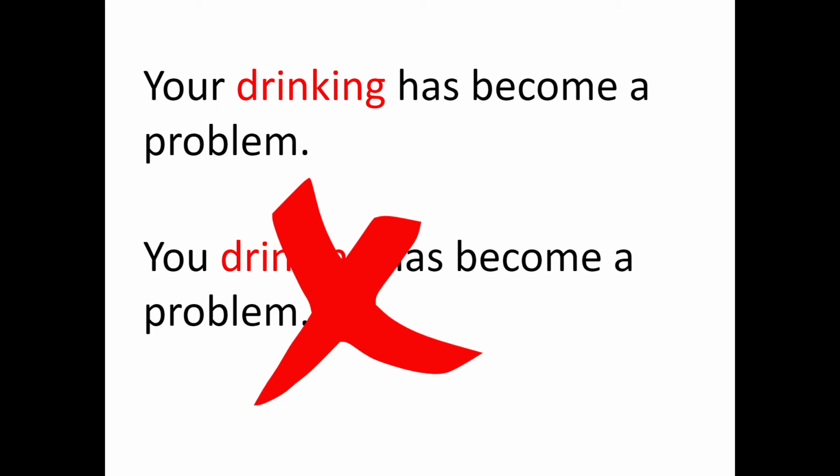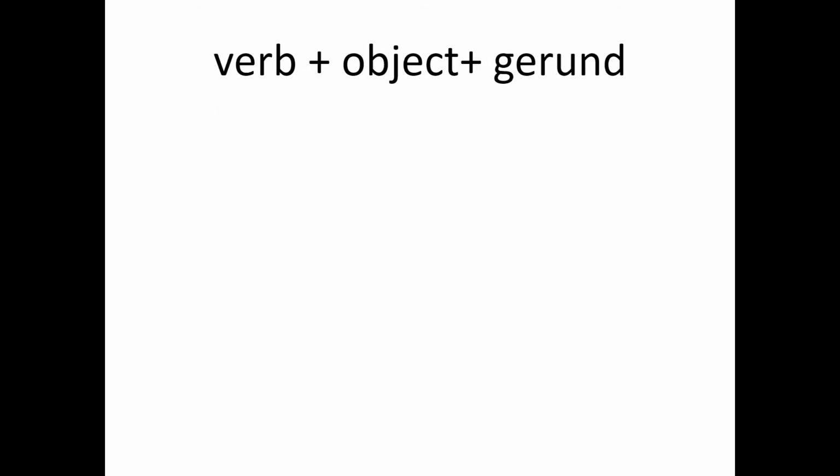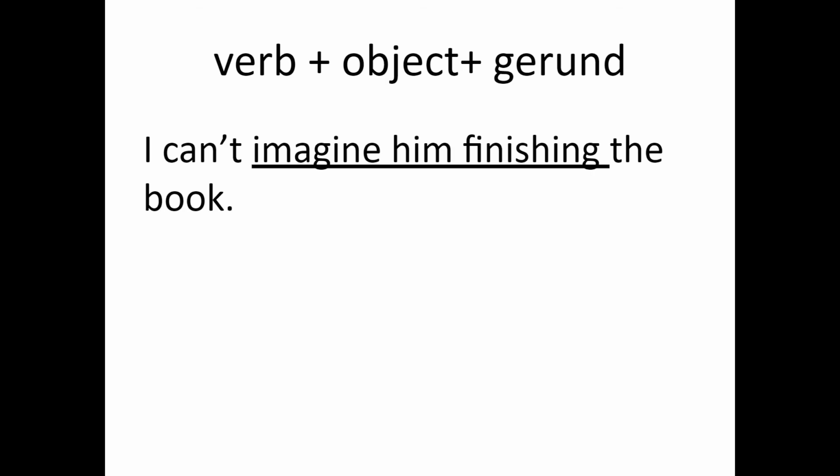Gerunds can have objects, but they don't have subjects. Actually, sorry, there's one exception to this. There are certain verbs that can have an object plus a gerund, and that object will function as the object of the verb, but also as the subject of the gerund. For example, I can't imagine him finishing the book. Now notice that him here is in the object case. It's not he finishing, it's him, because it's after imagine. But this is at the same time being used as the subject of the gerund.